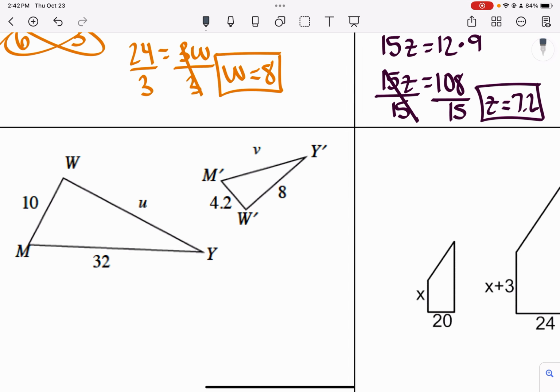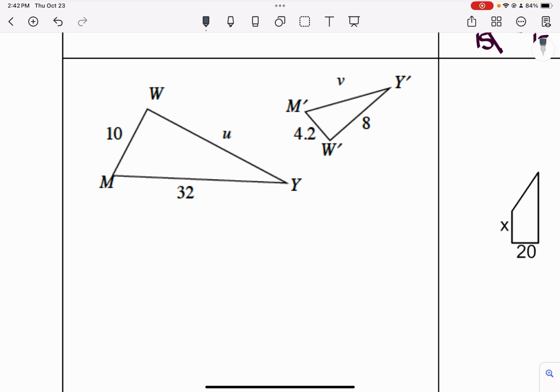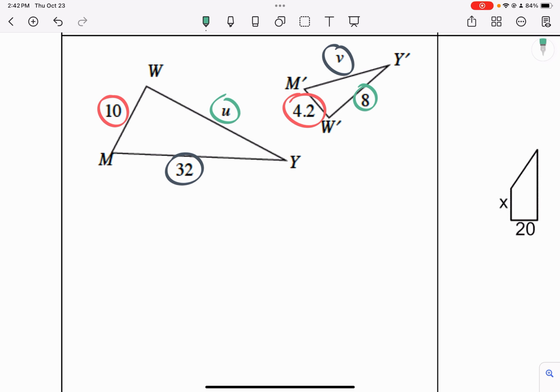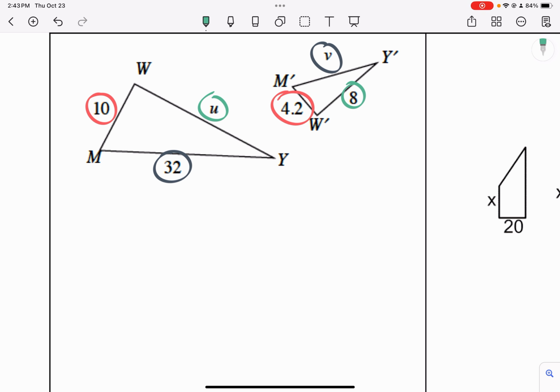Okay, next one. You have to find 2 things here. So v goes with m prime y prime, so that goes with 32. And then 4.2 goes with 10. And then the last set, u and 8. So we're going to use the 10 and the 4.2 twice.